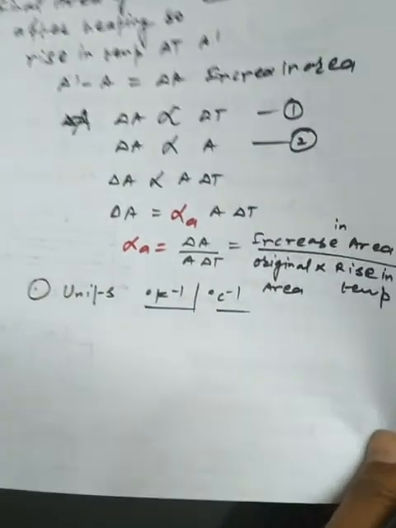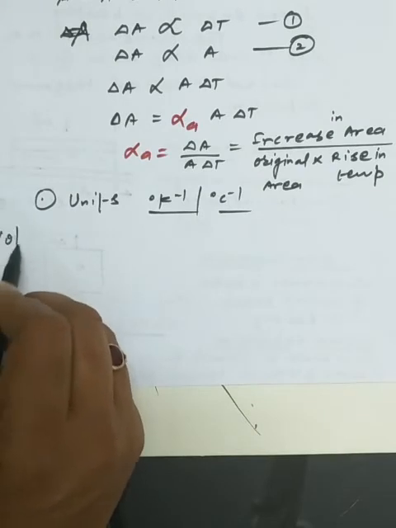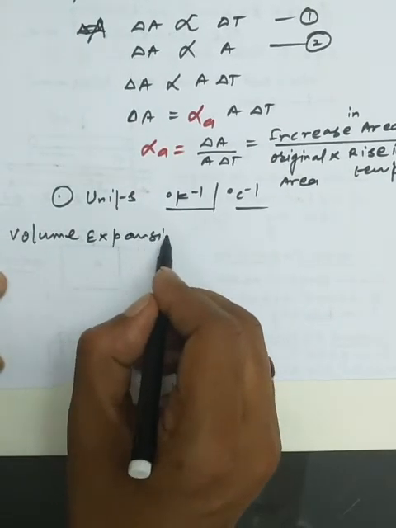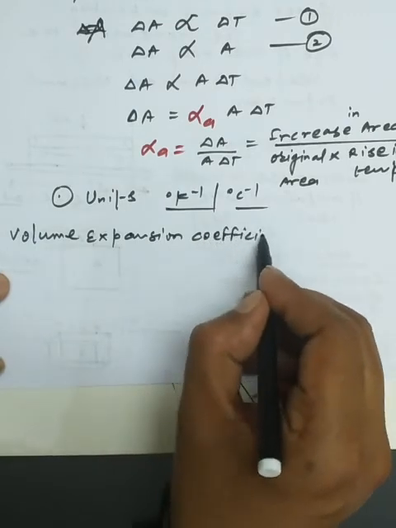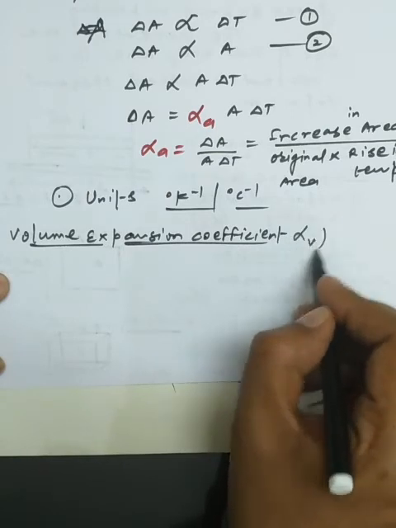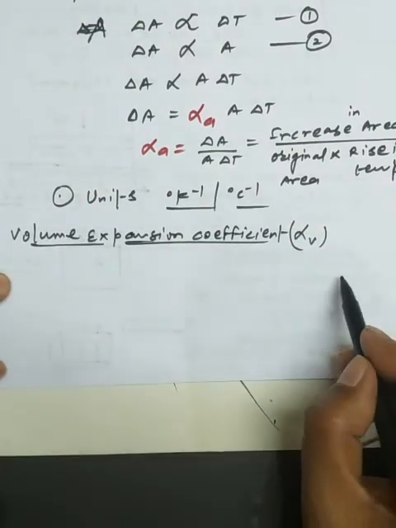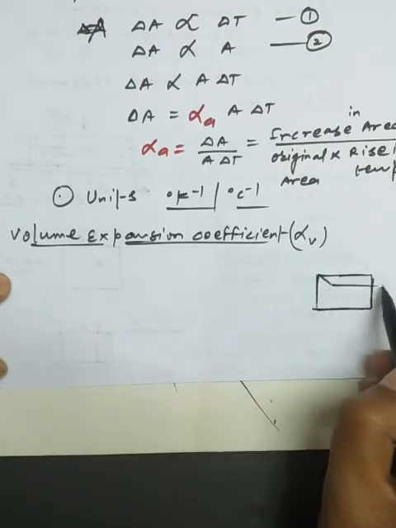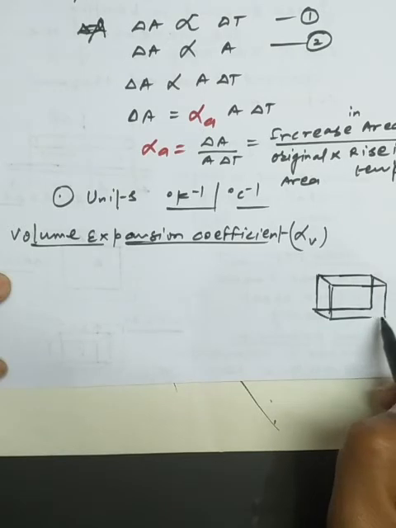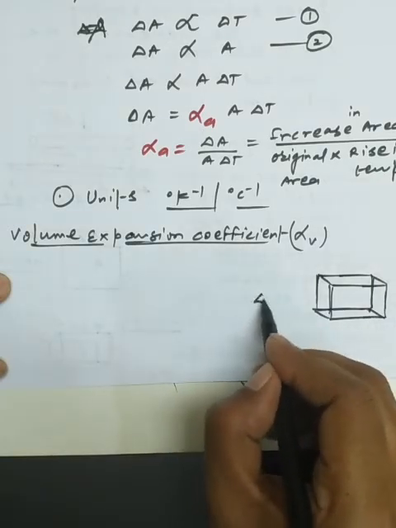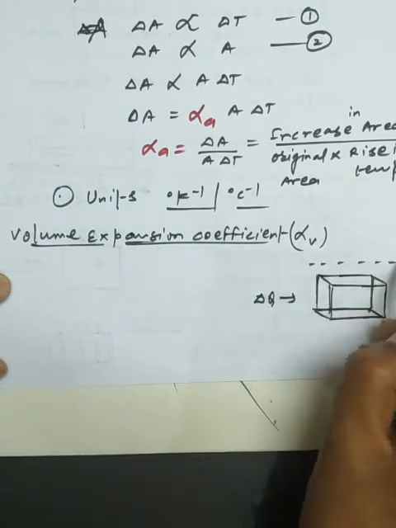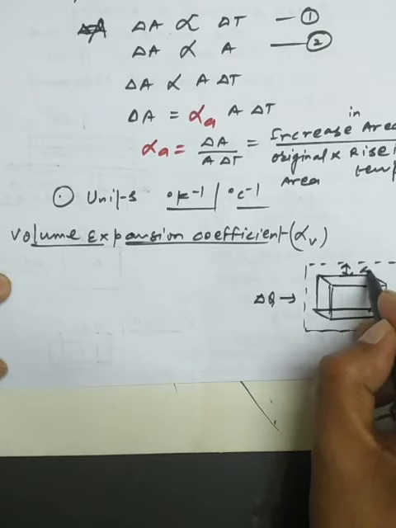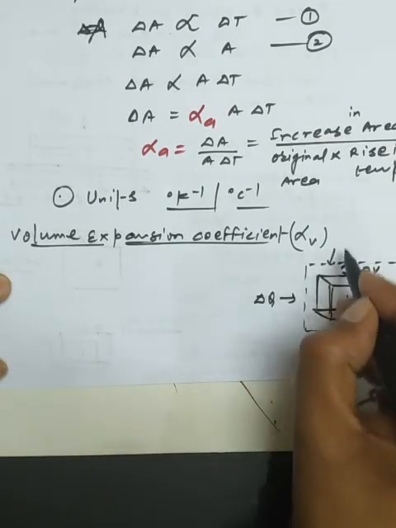Now we have the third coefficient, the volume expansion coefficient, and we use alpha v. We assume a rectangular cubical block. There is an increase in volume on heating. This is the cubical box, and we give delta q amount of heat to it. So there is an increase in volume, delta v. This is the initial volume and this is the final volume, v dash.